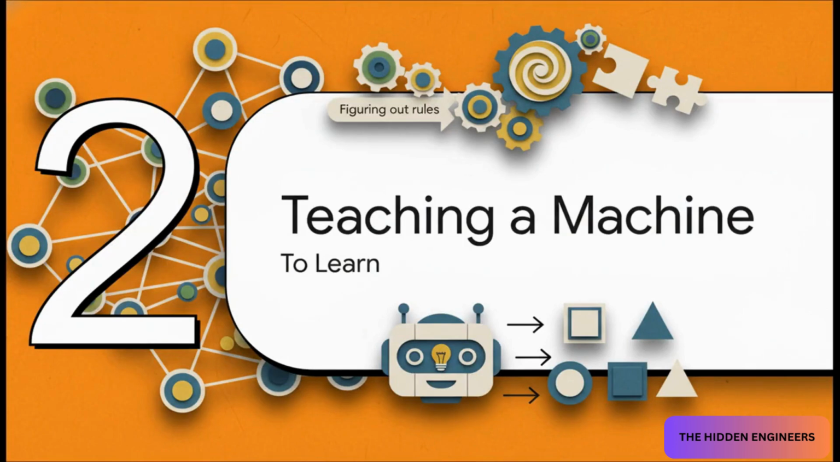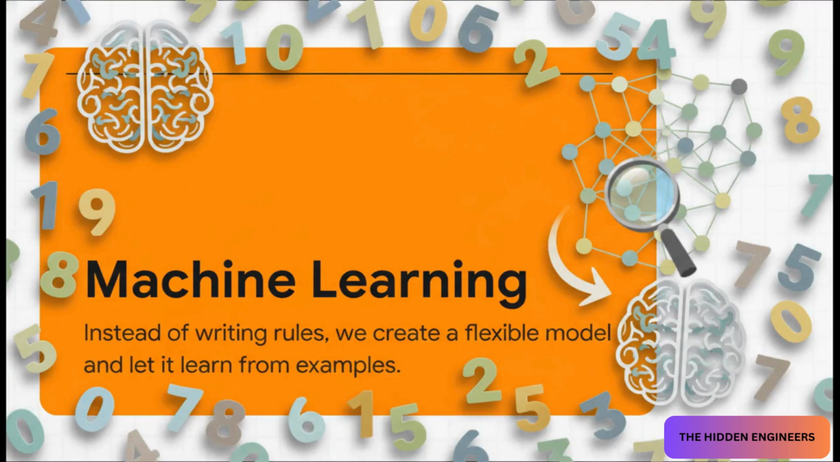And that better way means we have to completely flip our thinking. Instead of giving the computer a giant book of rules to follow, what if we could just teach it to figure out the rules for itself? Now that is the core idea behind machine learning. And here's the big shift. We stop being the programmer who has to think of every single possibility. Instead, we become more like a teacher. We give the machine a flexible framework. We call it a model, and then we just show it tons and tons of examples. We let it figure out the patterns. We let it learn what really makes a 6 a 6.